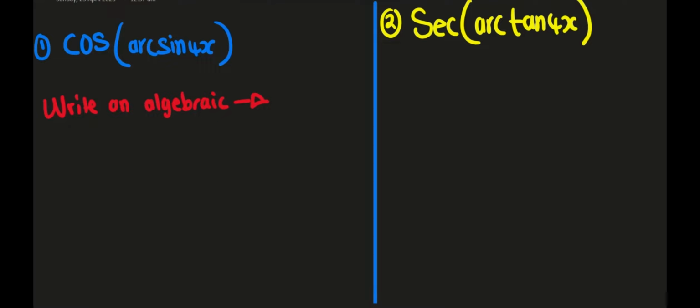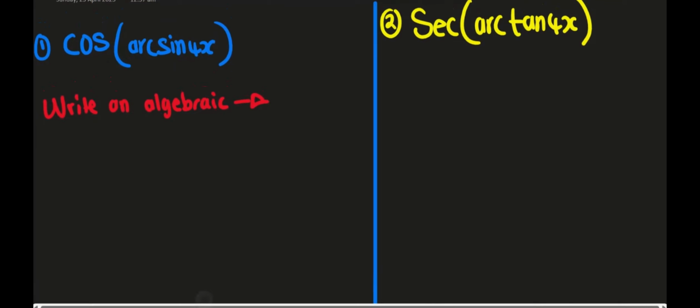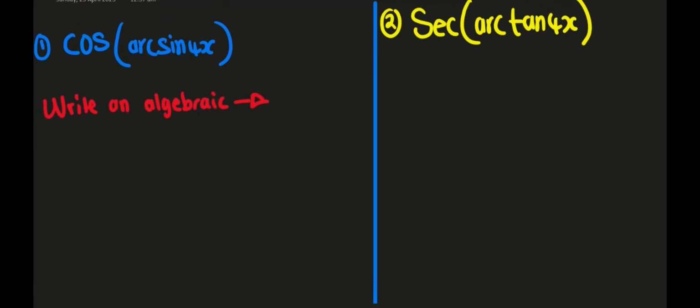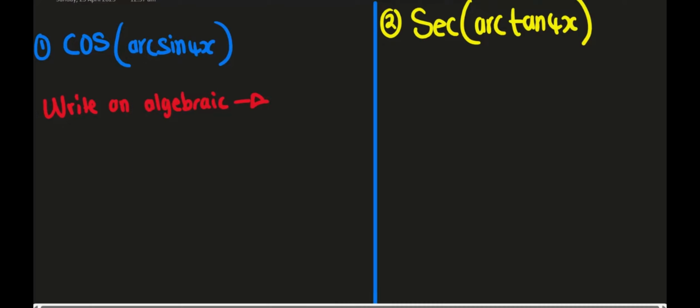Let's talk about trig functions, especially inverse trig functions. We are going to look at the following two. Say you are given cos arc sine 4x, and the second one is sec arc tan 4x. The question generally would look like this: write an expression for the given inverse trig expression. So let's go ahead and answer this question.